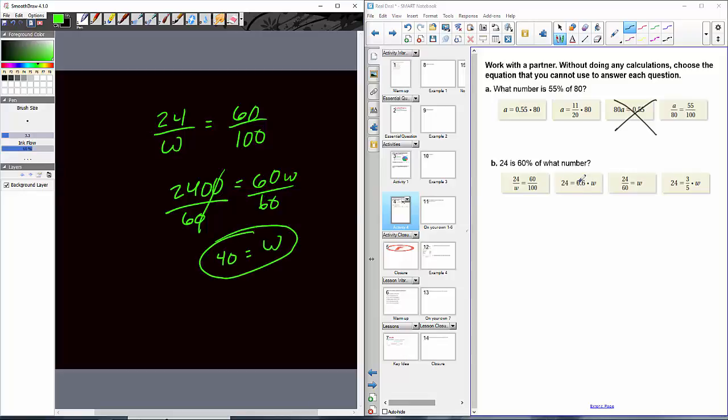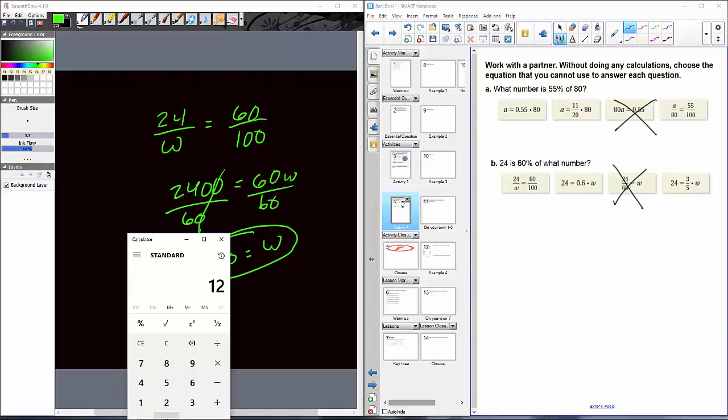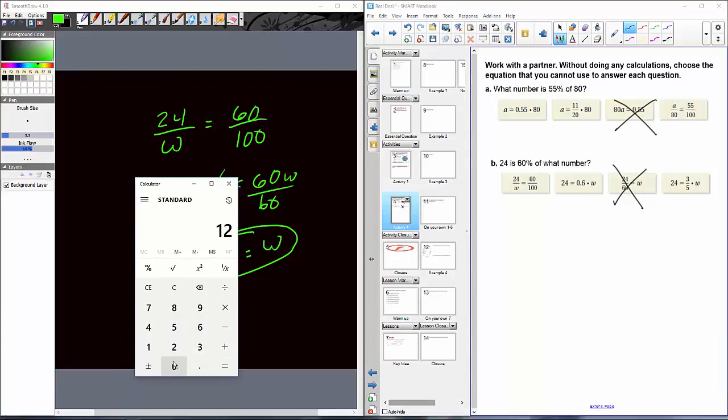All right, so let's look at this one here. If I do 0.6 of 40, that would work as well. That equals 24. If I put a 40 here, 24 divided by 60 does not work. And then this one here, 3/5 times 40. If I figure that out, I should get 24. So 3 times 40 is 120 divided by 5. Let's just try that. 120 divided by 5 equals 24. So these three work. This one does not work.